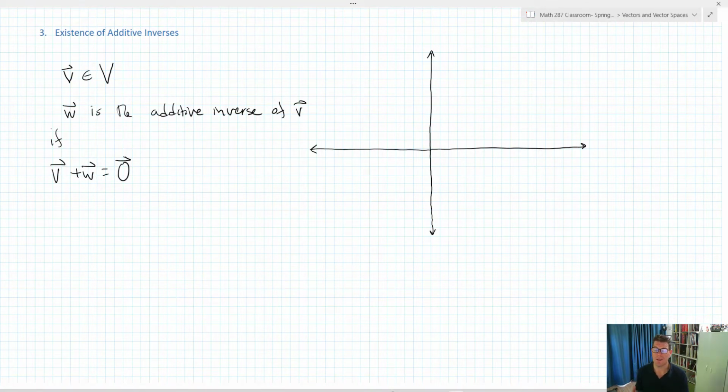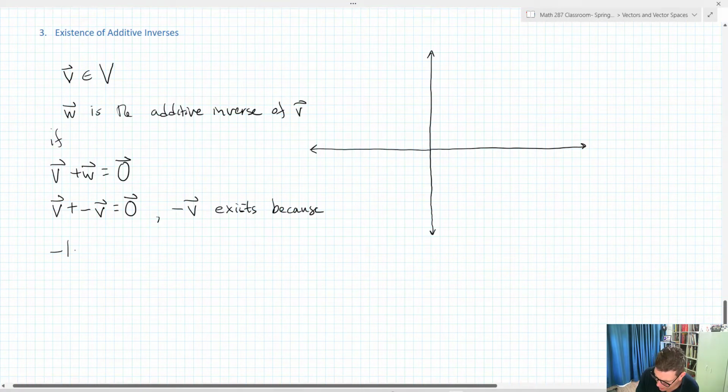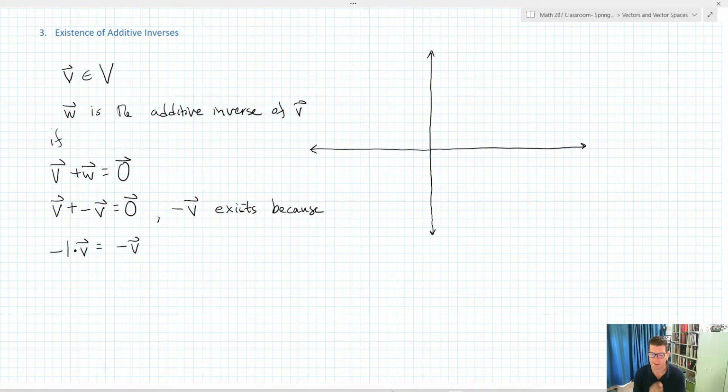Well, you might be thinking to yourself, the most obvious thing to do is to just make w the negative of v. And that's exactly right. That's exactly what we're going to do. So we're going to see that v plus negative v is going to equal 0. In any vector space, that's going to be the case. Negative v exists because negative 1 times v is simply equal to negative v. So closure under scalar multiplication allows us to show that negative v exists, okay? And then addition gives us back the zero.